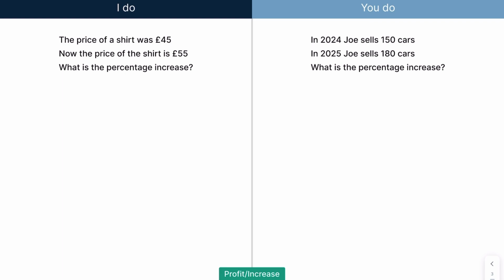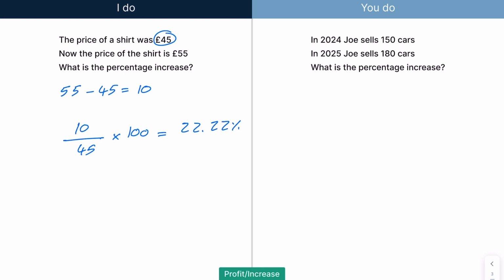The way we do that is we find the difference. So 55 minus 45 is £10. And then we take the difference and divide it by the original amount, which is 45. That was the original price of the shirt. And we times it by 100 to turn it into a percentage. Then you can just type that into your calculator and you will get an answer of 22.22 recurring. So we can just round that to 2 decimal places, and that's a final answer.